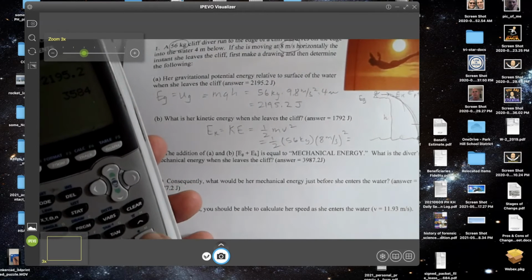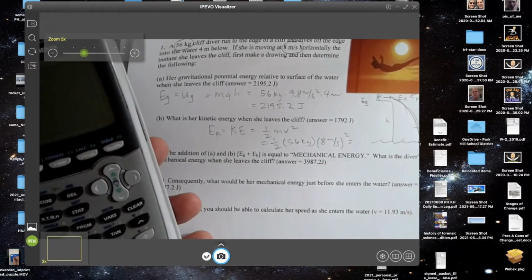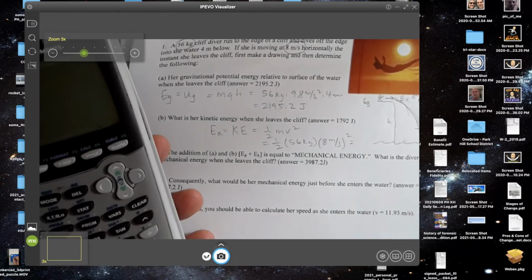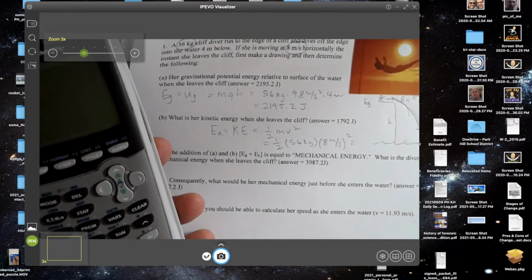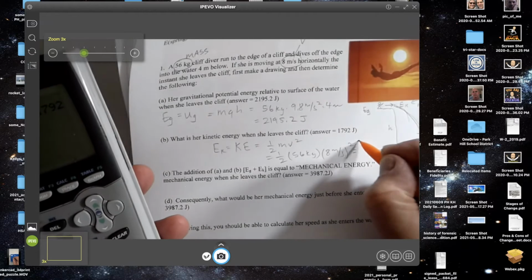Oh wait, I did the calculation wrong. On my calculator, I can see I missed something. I didn't put the half in. 0.5 times 56 times 64 is 1792. There we go.